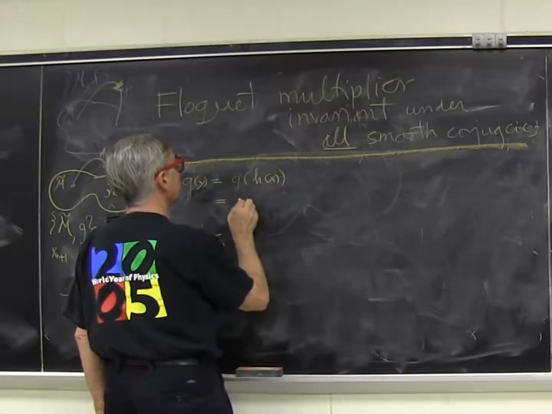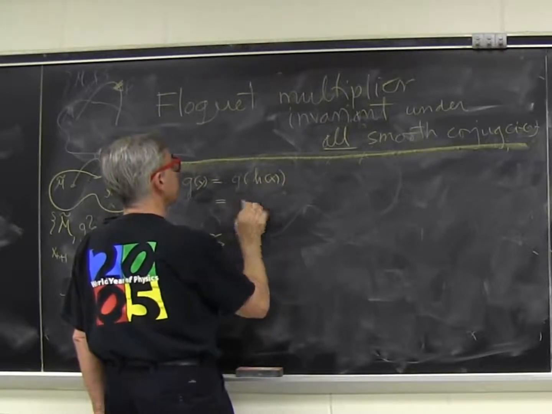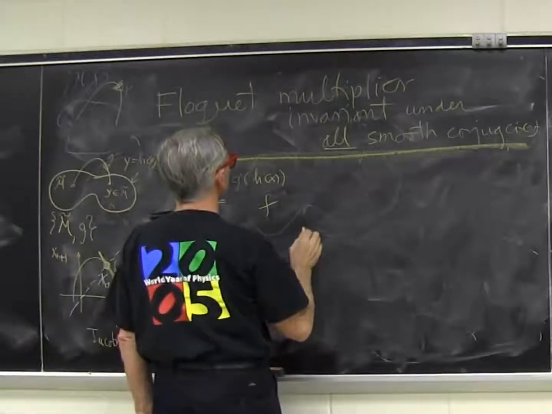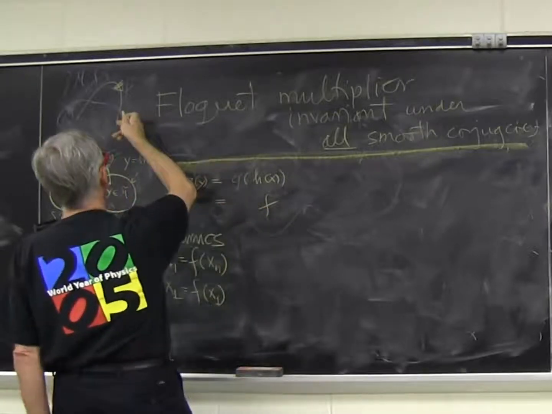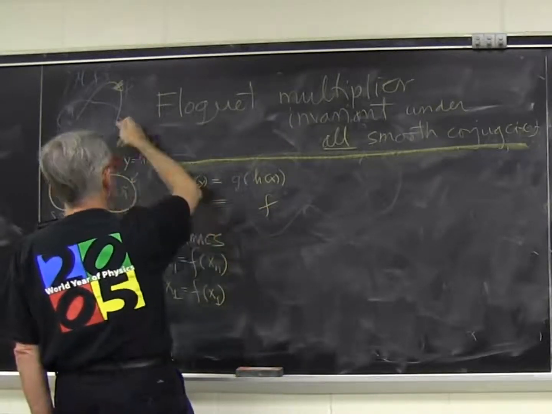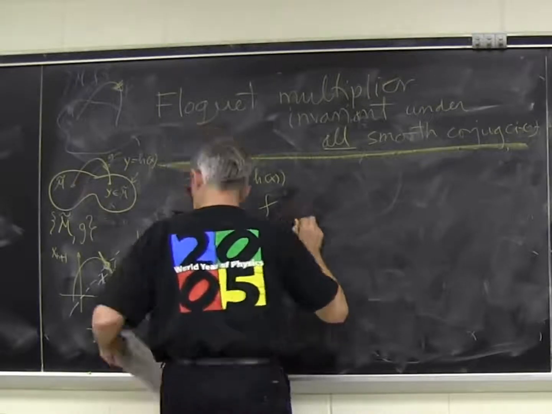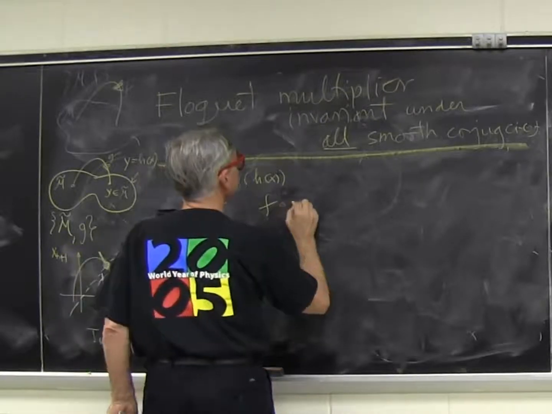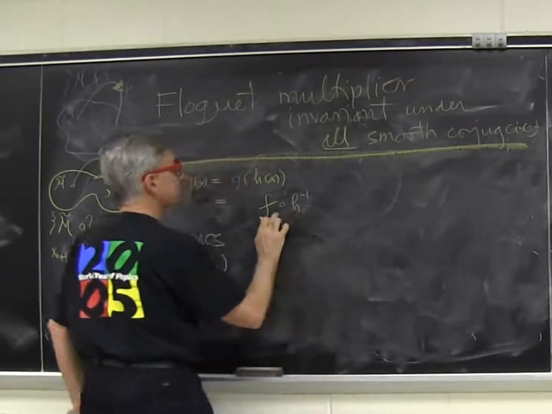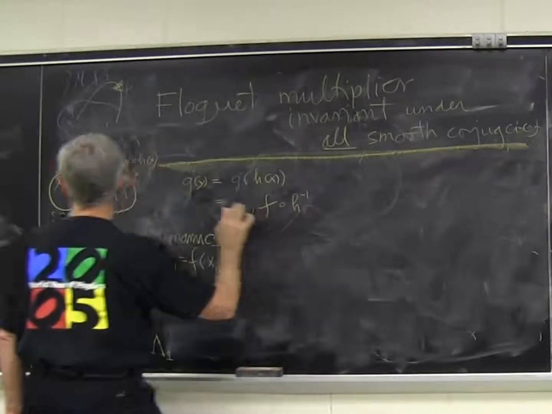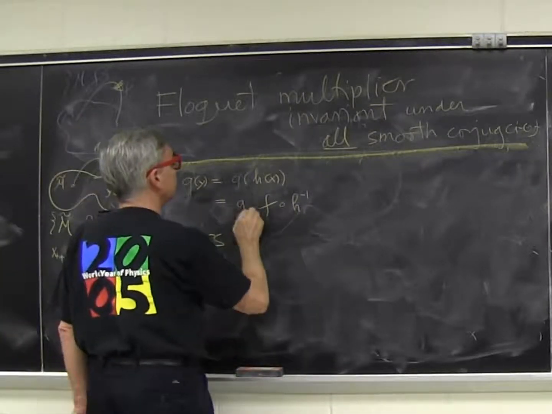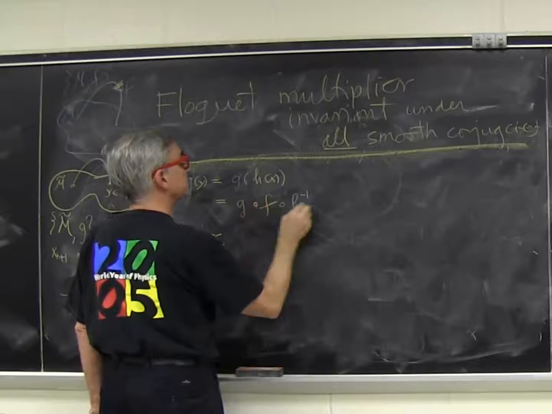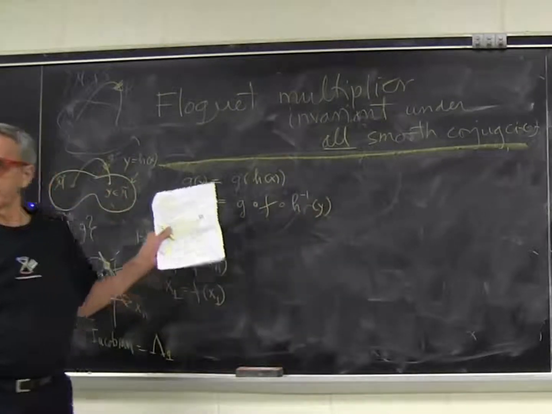And I'll just write the result. The result is that the map in this space is obtained by going from y coordinates to h coordinates, which is h minus 1, using the result as the argument of the function in this space, and then going back from x coordinates to y coordinates. So can you live with this?